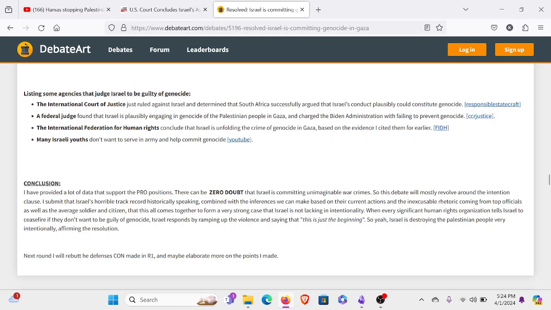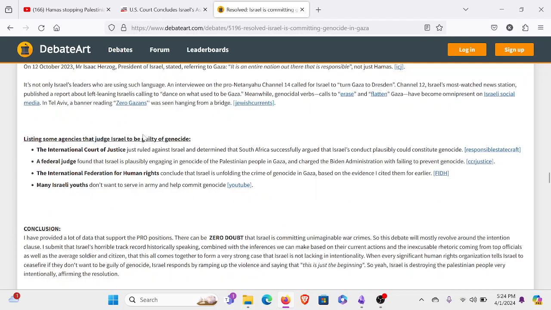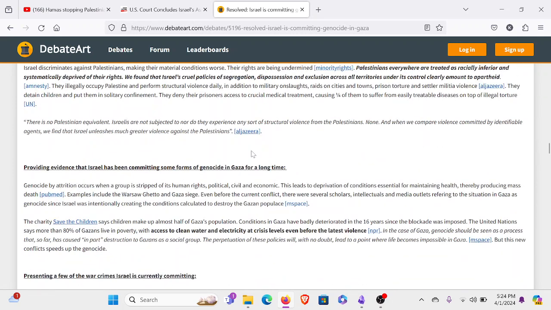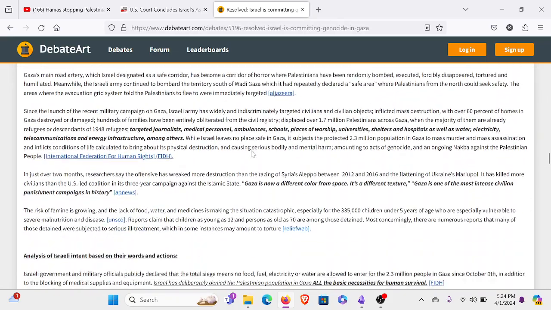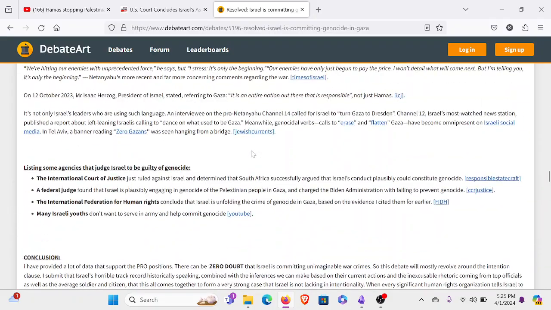International Court of Justice just ruled against and determined South Africa successfully argued that Israel's conduct plausibly could constitute genocide. It could constitute genocide? It's weasel language, dude. International concludes that unfolding crime of genocide in Gaza. This is all, and let me tell you something else, this all right here is an appeal to authority. Most of this is appeals to authority. A lot of it is. This person said it. This person said it's genocide. This person says it's genocide. It's appeal to authority. Make your argument.